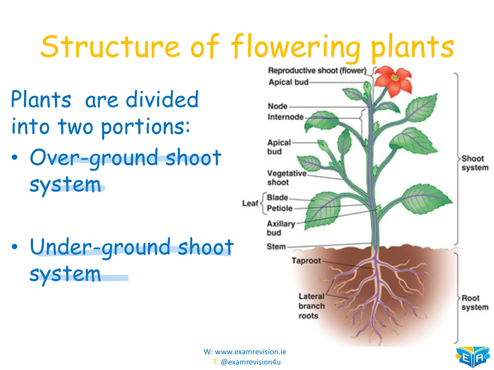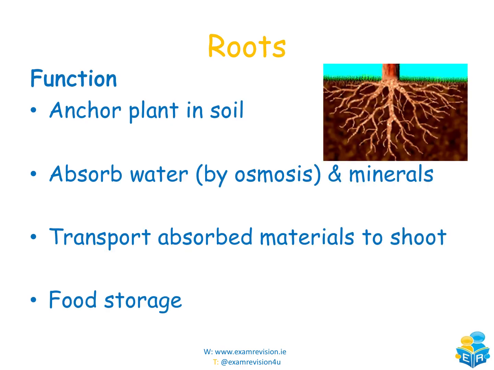So that's the general structure of a flowering plant, and we're going to look at a couple of functions of each individual part. So the roots then, the function of the root is to anchor the plant in the soil, okay? A little bit of support for the plant to make sure that it remains upright and isn't impacted by any natural weather like wind. So the roots also absorb water by osmosis.